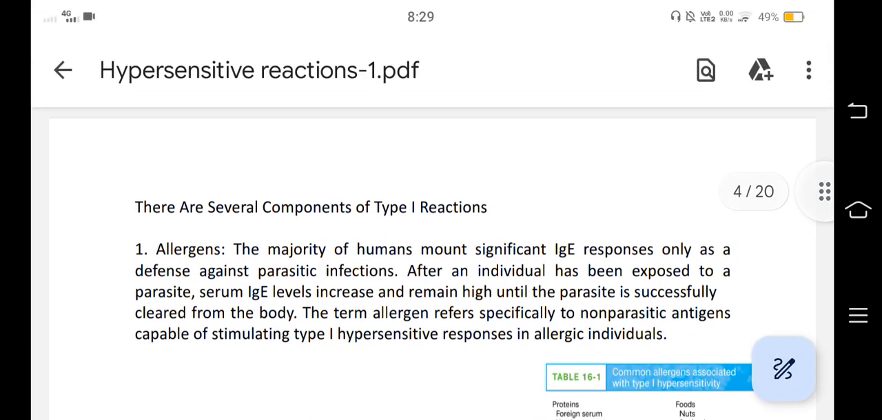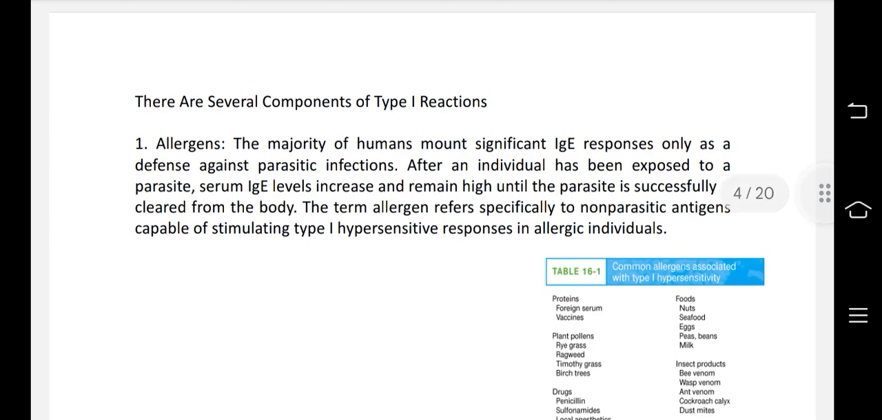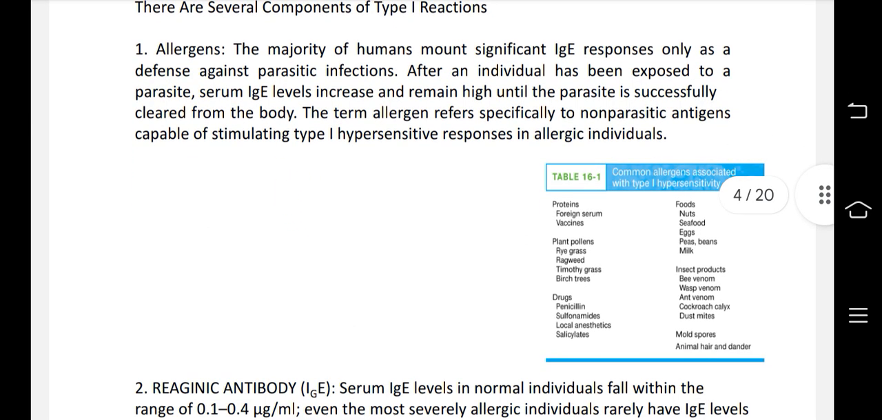There are several components of type 1 reactions. Allergens. The majority of humans mount significant IgE responses only as a defense against parasitic infections. After an individual has been exposed to a parasite, serum IgE levels increase and remain high until the parasite is successfully cleared from the body. The term allergen refers specifically to non-parasitic antigens capable of stimulating type 1 hypersensitive responses in allergic individuals.